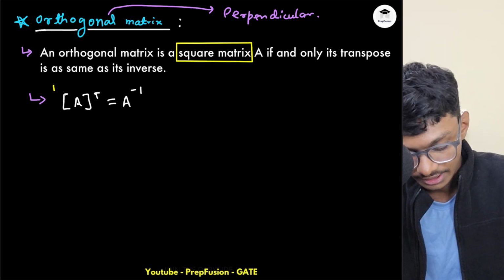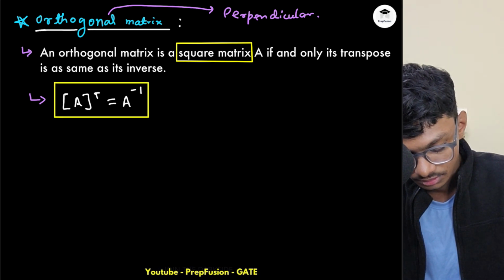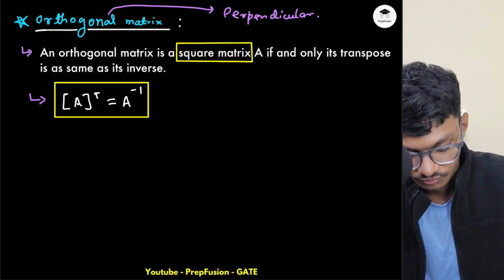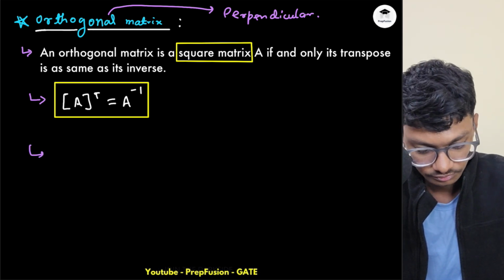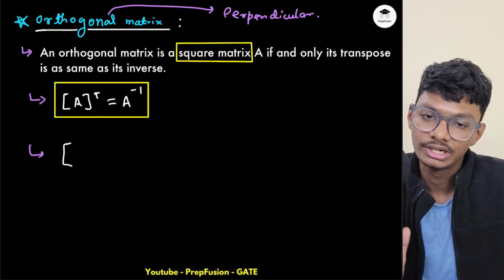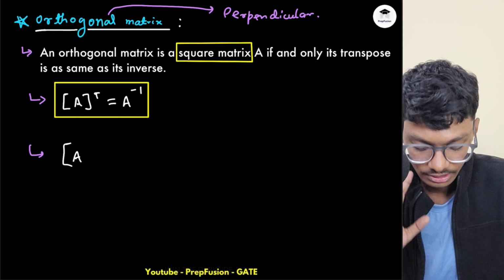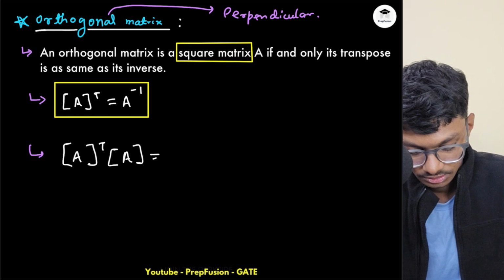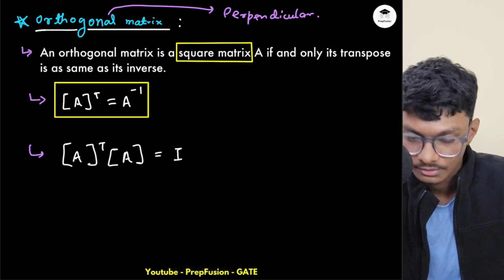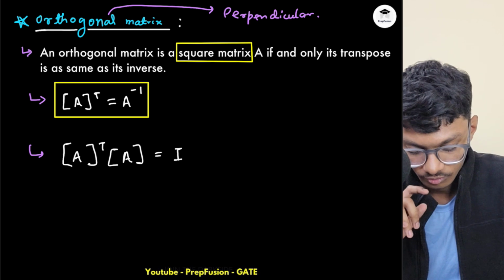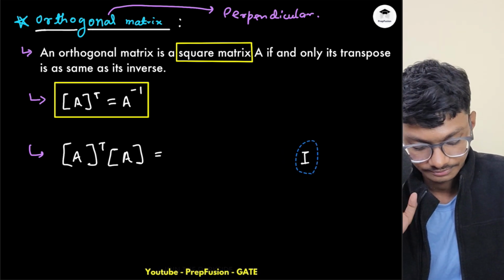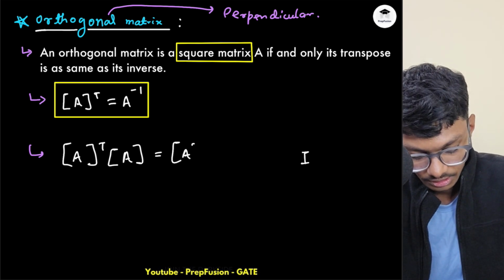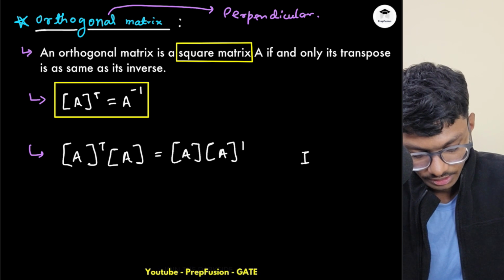Further, I can write results from this, and this is mostly what is used in our case. If I post-multiply A on both sides, this will be A transpose times A equals I, because I am post-multiplying. And if I pre-multiply with A, this will be simply A into A transpose.